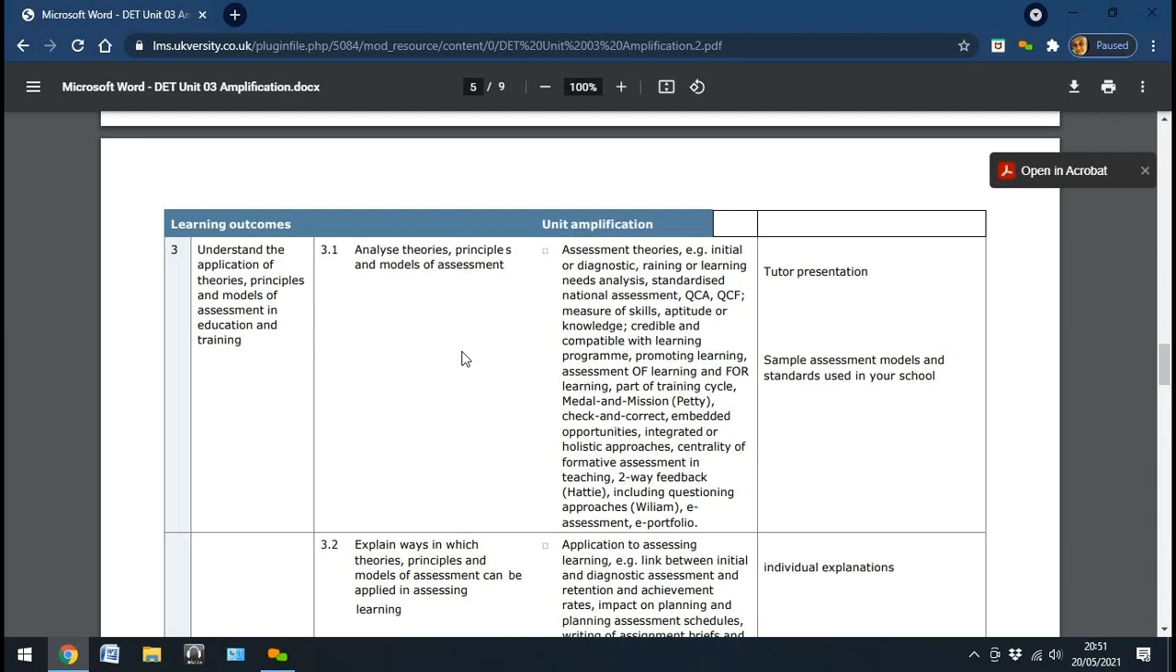Measures of skills, the aptitude of knowledge, credible and compatible with learning programs. So the assessments have got to be set so that they match what's required from the training program or learning program. It promotes learning. There are different sessions. There's, of course, the training cycle is that you do review and then alter what needs to be altered or put right what needs to be altered. And it's a continuing process.